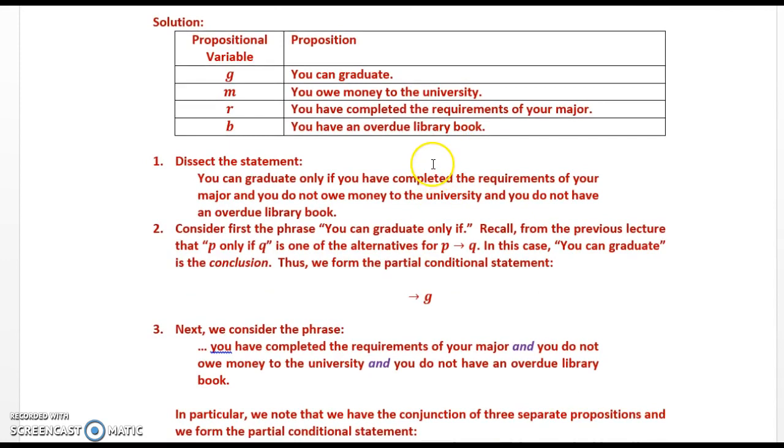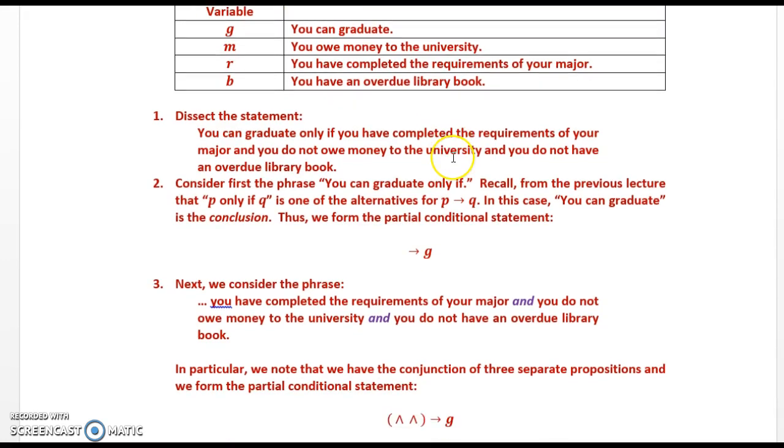So I have put these propositional variables and their meanings in the table. G, you can graduate. M, you owe money to the university. R, you completed the requirements of your major. And B, you have an overdue library book. Dissect the statement. You can graduate only if you completed the requirements of your major and you do not owe money to the university, and you do not have an overdue library book.